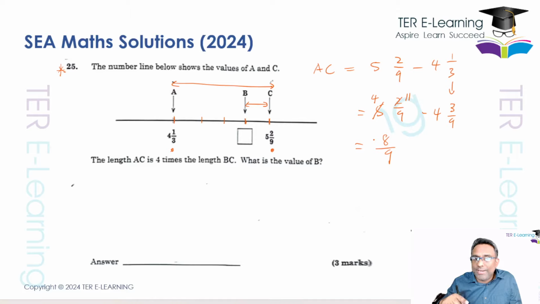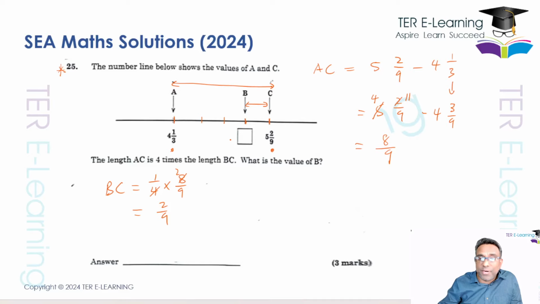So if you want to get a length BC, right, BC is actually a quarter of the 8/9. So this 4 can go into this 2 times, so you're going to get 2/9, right? So that means that the length BC is 2/9.